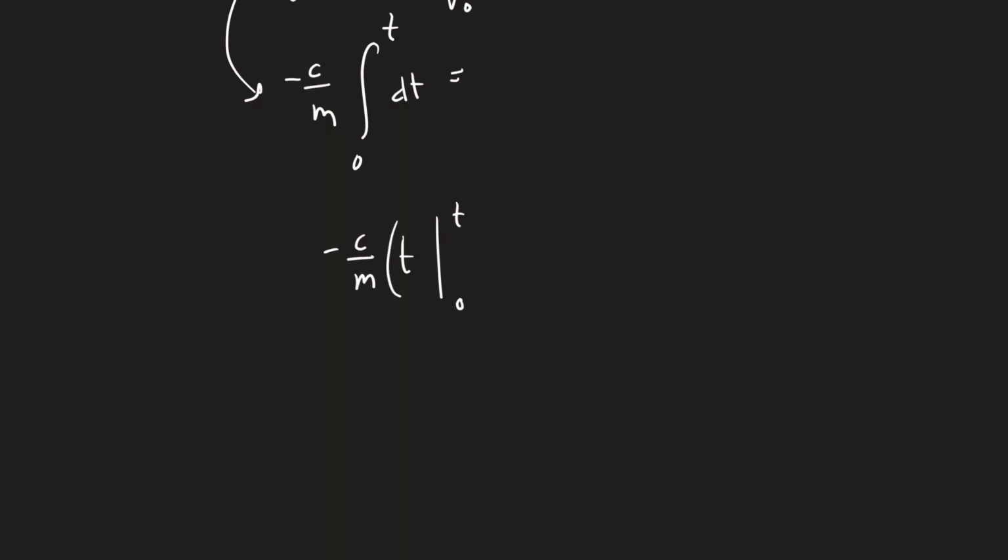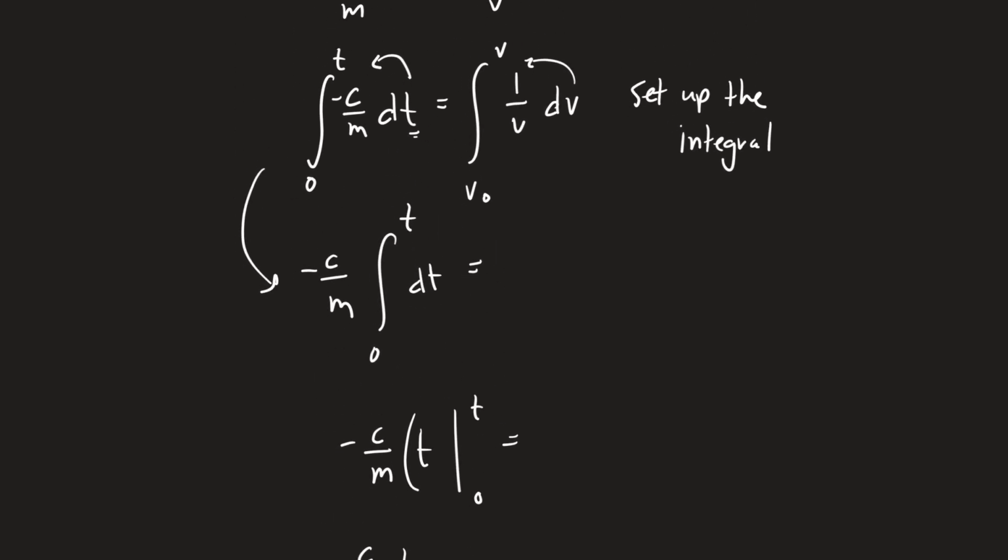Well, evaluating this from 0 to t just means putting in the top boundary and subtracting the bottom boundary. So this is c over m times t minus 0. But I'm going to leave out the minus 0 if that's all right with you guys. All right. Let's do the right side.